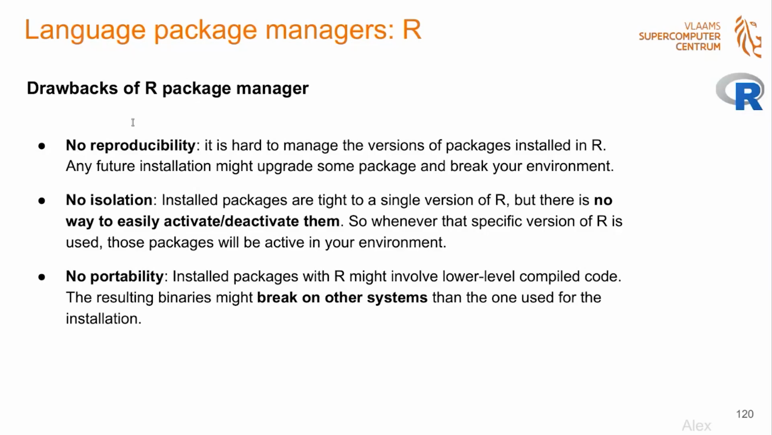And it's also not easy to port those installations to any other system because it's not that uncommon that an R package is not pure R code, but might do compilations. So it might have low-level code in C, for instance, and it might use the C compiler to generate some binary. And by default, that is tied to the architecture of the system you're using to build and install the package. So it will break if you move to a different system, a different compute node, or a different cluster that has a different hardware architecture.